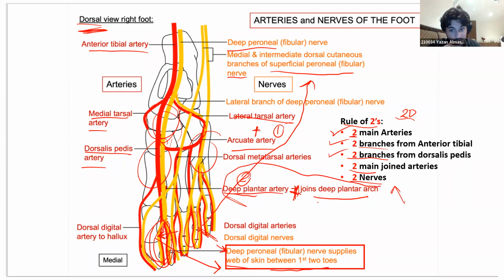Then we have the two main joint arteries, this is the main one, first of all. Try to remember this as much as possible. Deep plantar artery joining with the deep plantar arch, and the second one, lateral tarsal artery with the arcuate artery. And two main nerves: we have the deep peroneal nerve and the superficial peroneal nerve. Okay, did you understand?